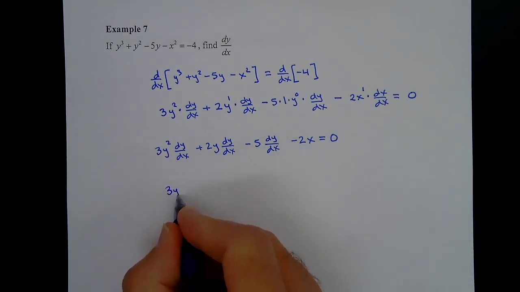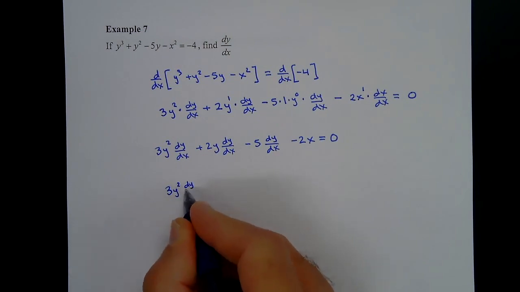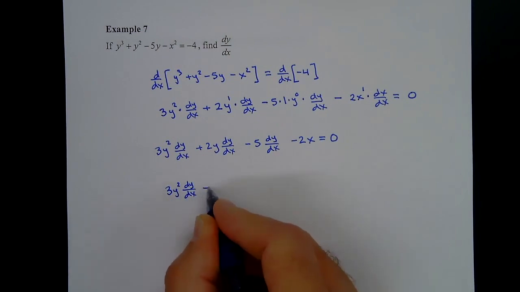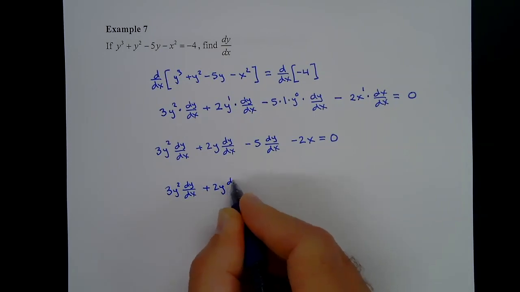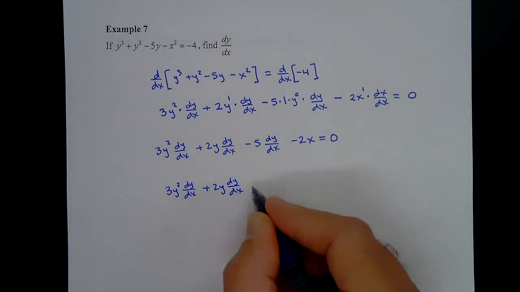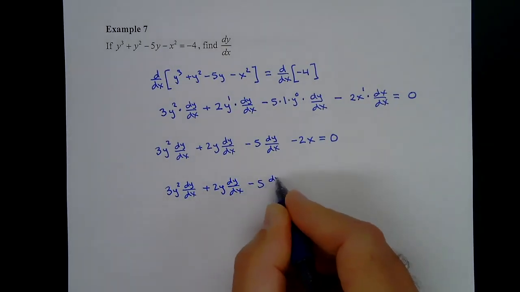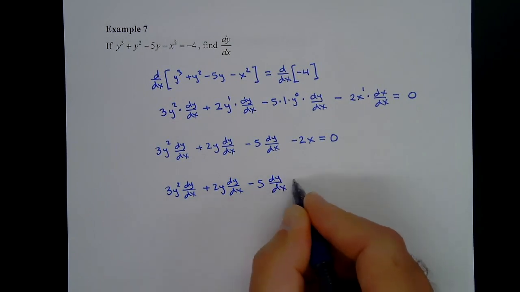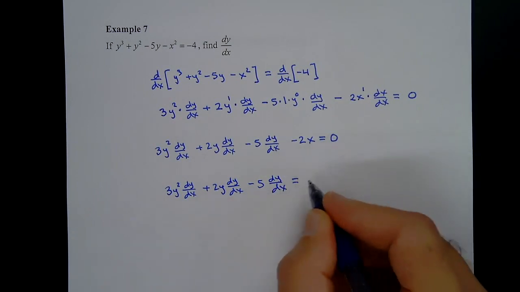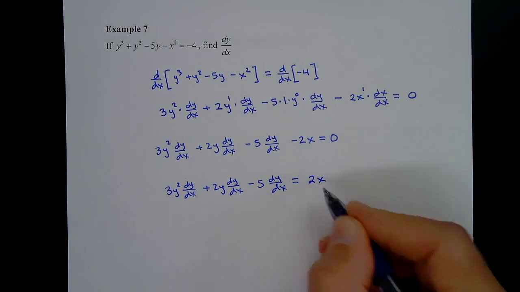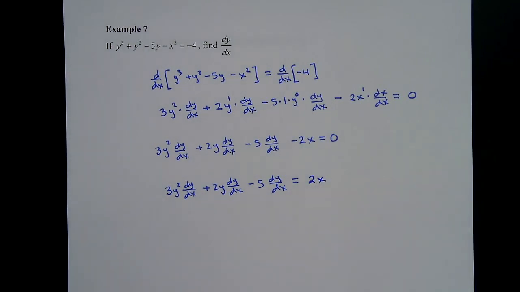So we have 3y squared dy over dx plus 2y dy over dx minus 5 dy over dx is equal to, and when I move that over to the other side, it becomes 2x. Okay, so what does this allow me to do? Why did I do that?